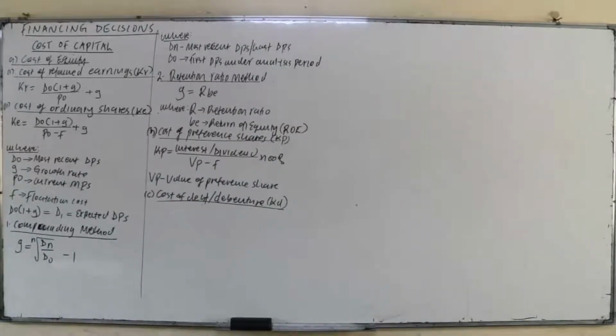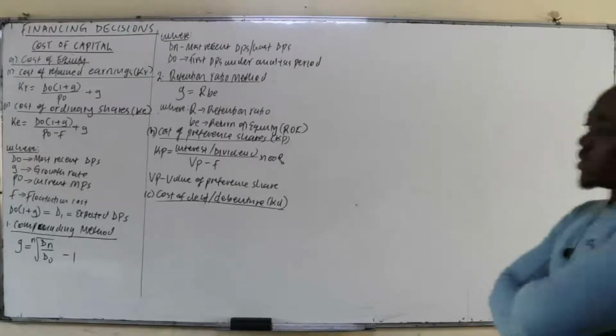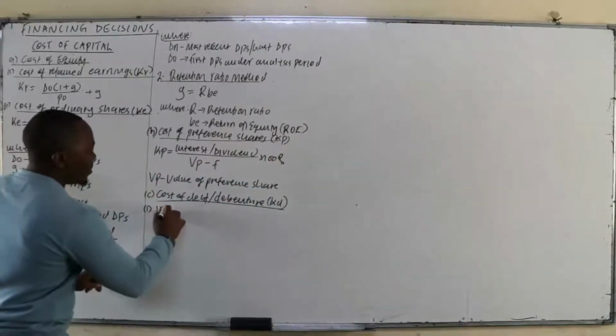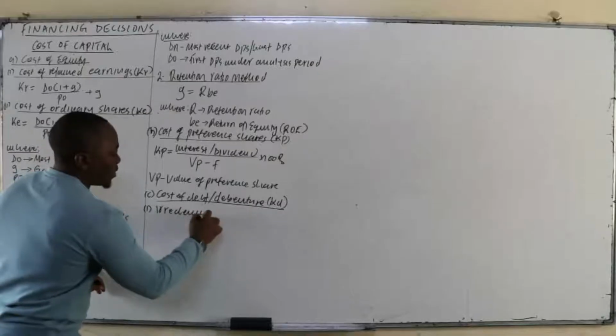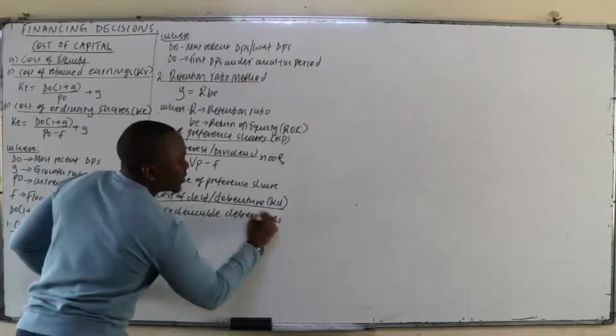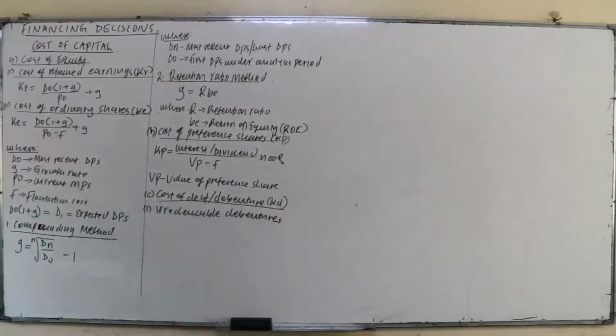There are two types of debentures, or bonds. One, we have irredeemable debentures.